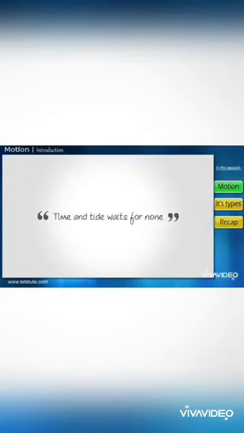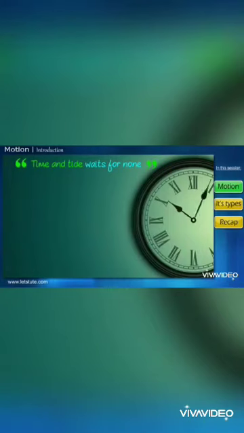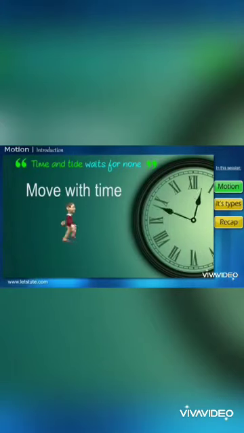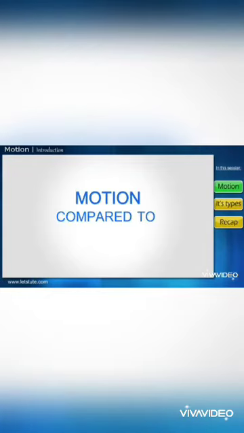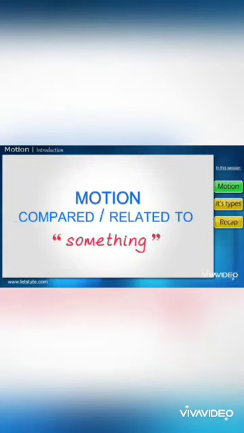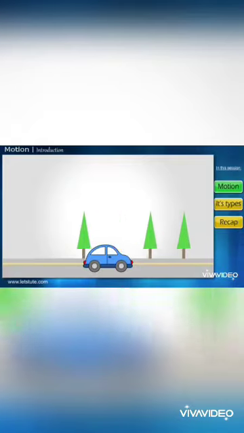Motion. Now, time and tide waits for none. The part of the phrase that says waits for none means we have to move simply with time. Thus, we can say that movement with time is called motion. If we compare the phrase to ourselves and our life, we can say that motion is compared to or related to something.